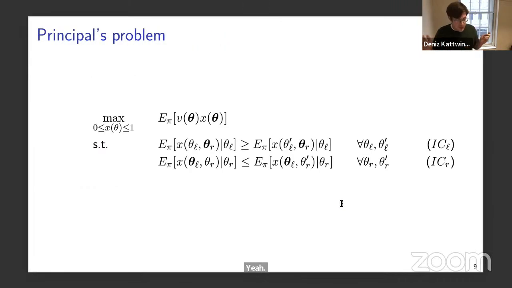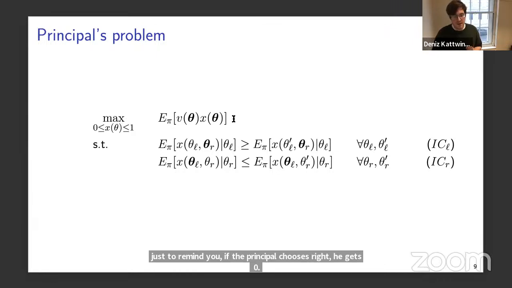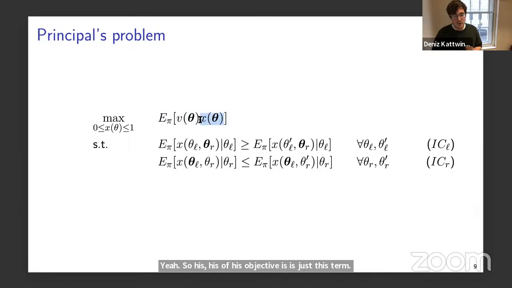And now with this, we can basically formulate the principal's problem as a usual linear program. So just to remind you, if the principal chooses right, he gets 0. So his objective is just this term. So this is, for type profile theta, the probability that the mechanism chooses left times what the principal gets from left being chosen. And this is subject to 2 sets of incentive constraints. First, for the left agent, it must be the case that if the left agent has type theta L, then reporting their type truthfully must maximize the probability of left being chosen over all potential misreports.